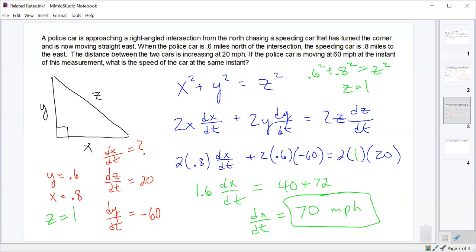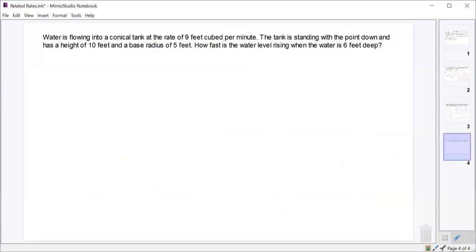All right. All right, let's do another one. So I'll give you guys a minute or two here to read it and see if you can draw a picture of this one as well.